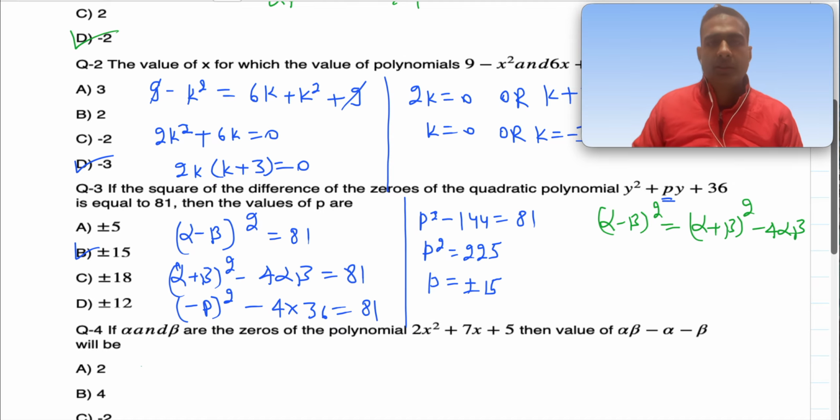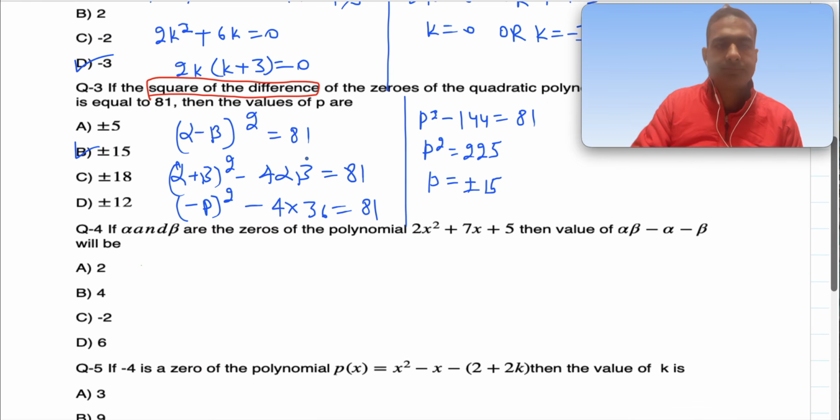So what we learned in this is, we have to be very careful in understanding the question. Square of the difference and difference of the squares is very crucial. Now moving to the next question, that is the fourth.